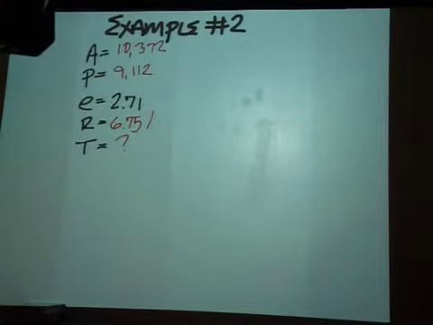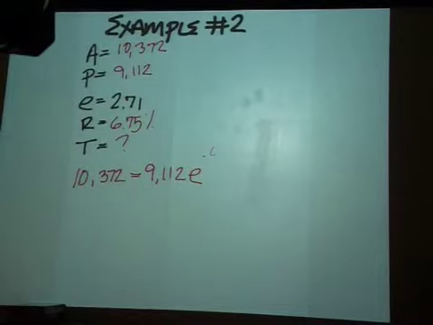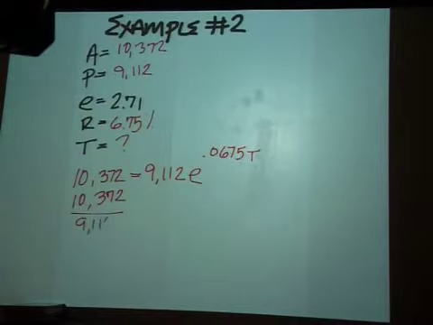Step 1 on the problem is to write 10,372 and set that equal to 9,112 e to the 0.0675t power. We are solving for t in terms of time in years. And then next we're going to divide 10,372 by 9,112, and we're left with e to the 0.0675t power on the right.